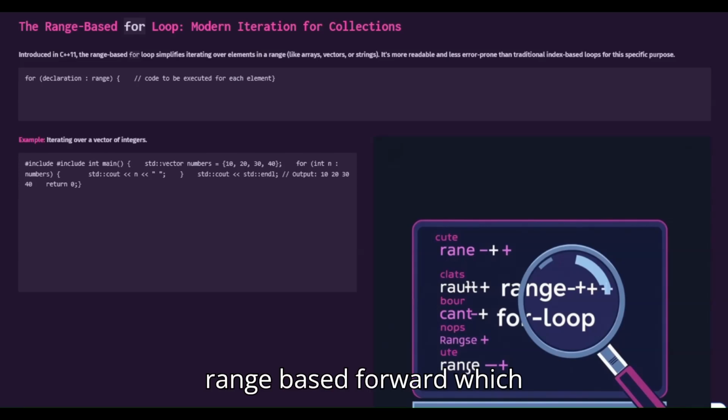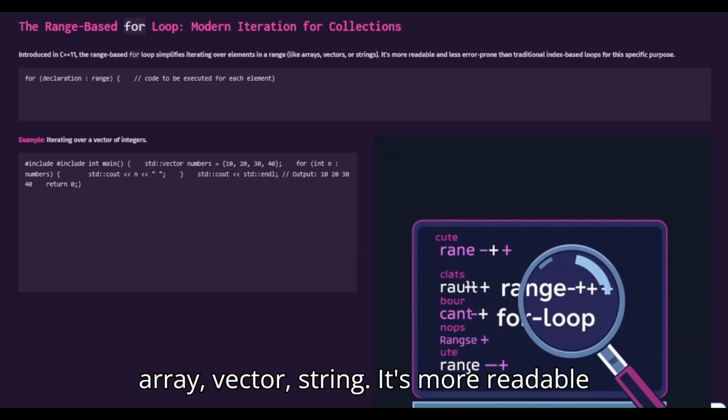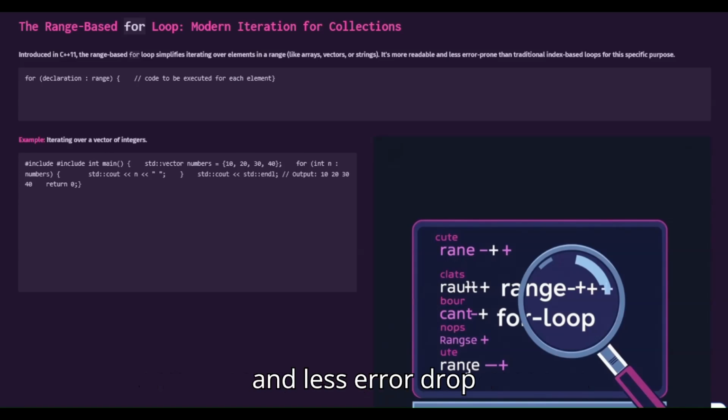Next, the range-based for loop, which is used for iterating over elements in a range like an array, vector, or string. It's more readable and less error prone, and it is used for going through a range, like 1 to 100, 1 to 200, just like range based.